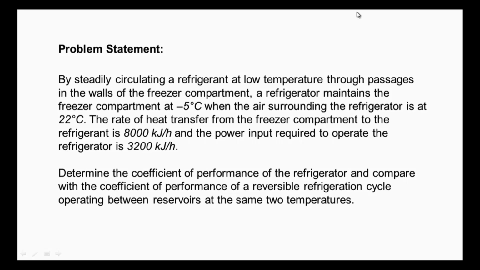The rate of heat transfer from the freezer compartment to the refrigerant is 8,000 kilojoules per hour, and the power input required to operate the refrigerator is 3,200 kilojoules per hour. Determine the coefficient of performance of the refrigerator and compare it with the coefficient of performance of a reversible refrigeration cycle operating between reservoirs at the same two temperatures.